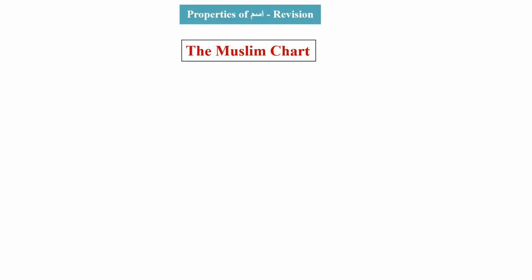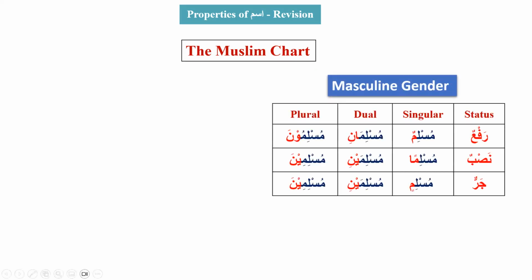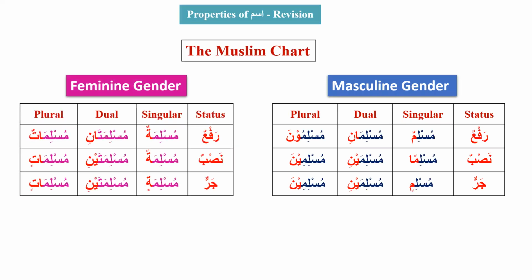Now the feminine chart, Taimiyah. Muslimatun, Muslimatan, Muslimatin, Muslimatani, Muslimatayni, Muslimatun, Muslimatin. Good job. Thank you, Taimiyah. So this is the Muslim masculine gender chart, and this is the feminine gender chart.